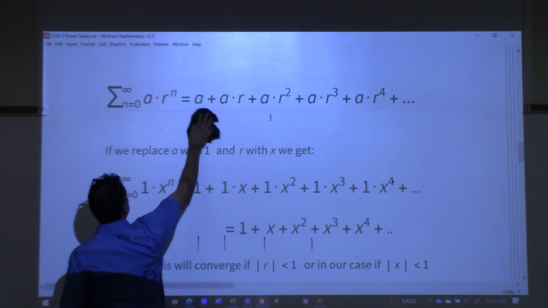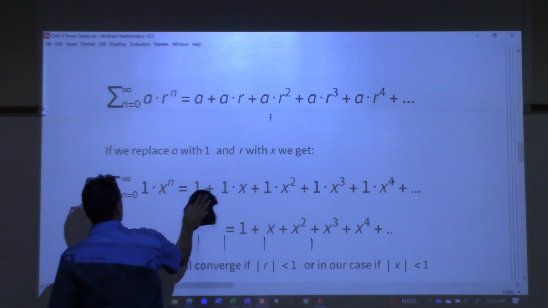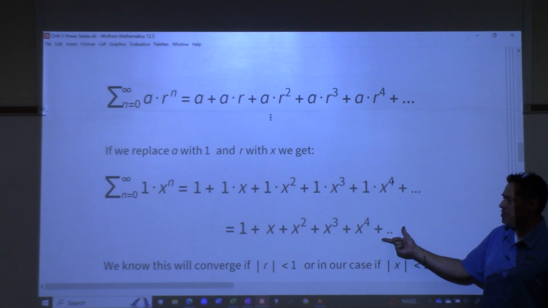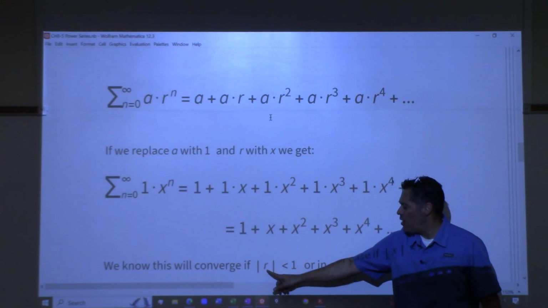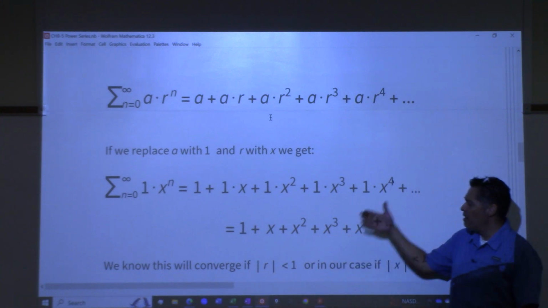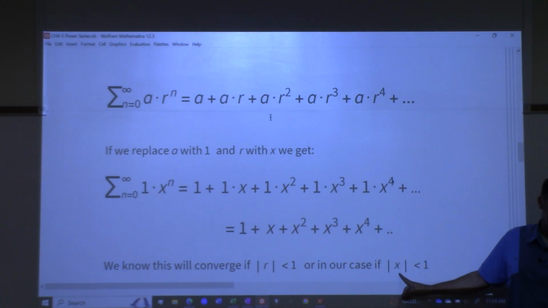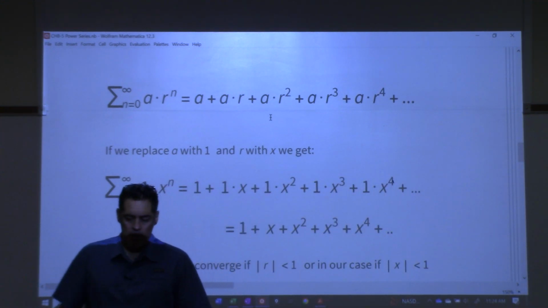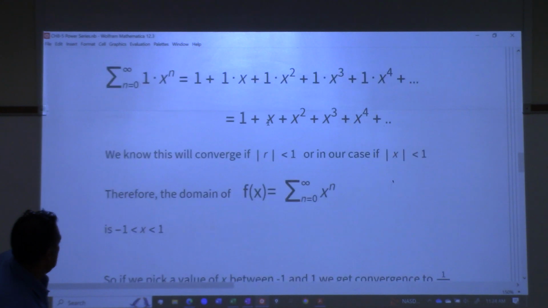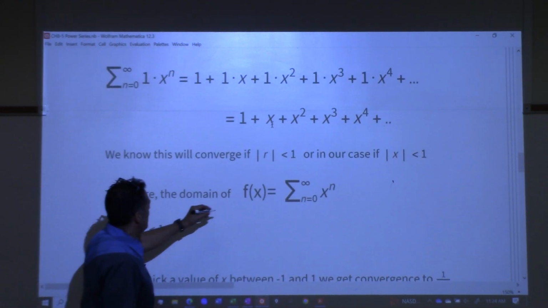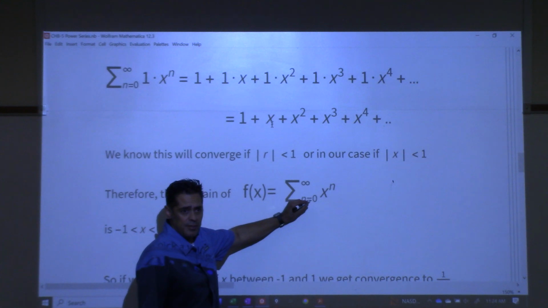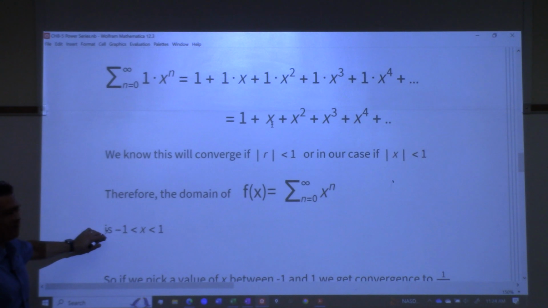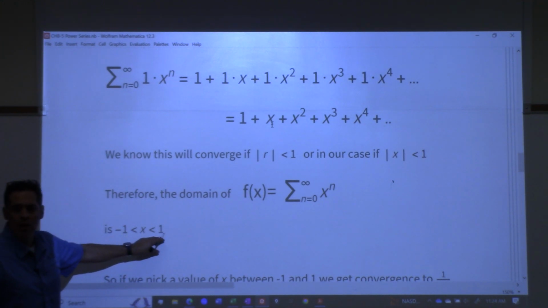So I say if we replace the a's with 1s here, and we think, okay, all the r's are really x's, then this is a geometric series, and just like we said the absolute value of r had to be less than 1 for convergence, with this series the absolute value of x has to be less than 1. Therefore, if we define a function to be that series, then the domain of it is all numbers between -1 and 1.